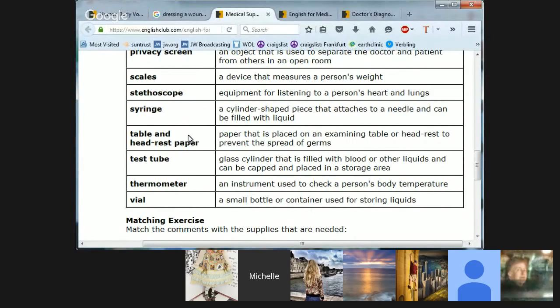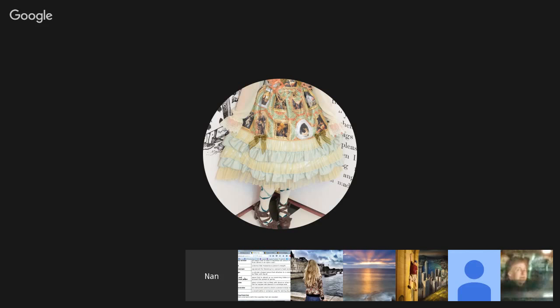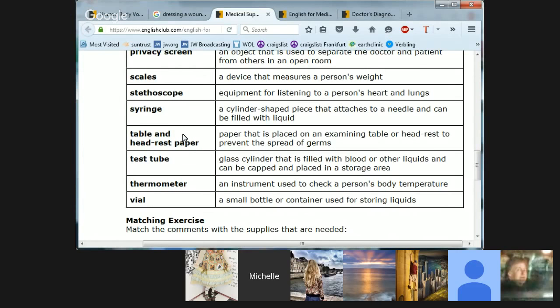Okay, Nan, can I ask you to read the next two words for us? Table and headrest paper: paper that is placed on an examining table or headrest to prevent the spread of germs. Test tube: a glass cylinder that is filled with blood or other liquids and can be kept and placed in a storage area. Excellent. Very nice. Good job.